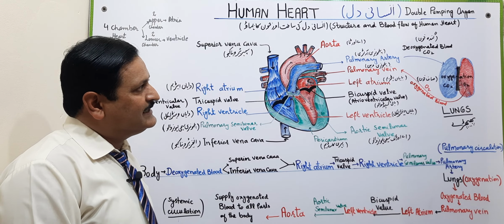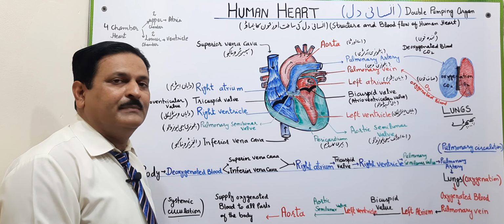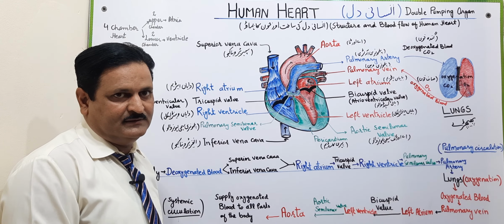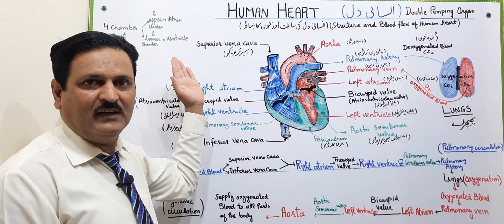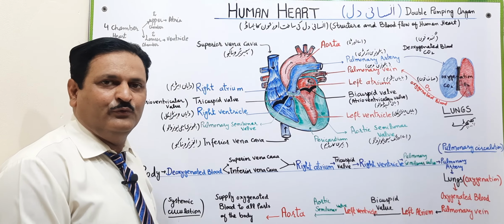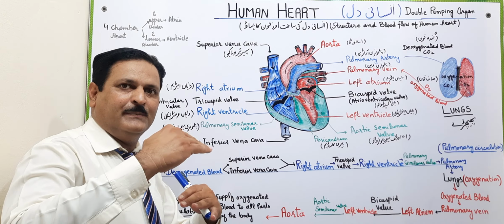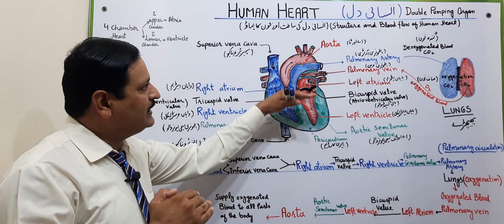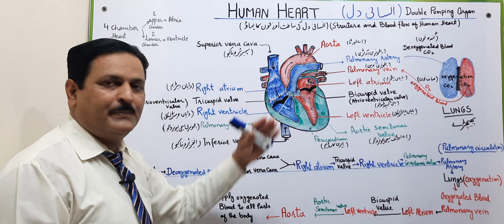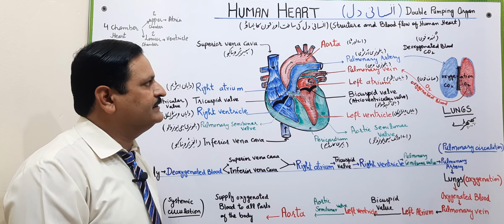First of all, we will discuss how many chambers there are in a human heart. You can see that there are four chambers in the human heart, two atria and two ventricles. Atria are present on the upper side of the heart and ventricles are present on the lower side of the heart.